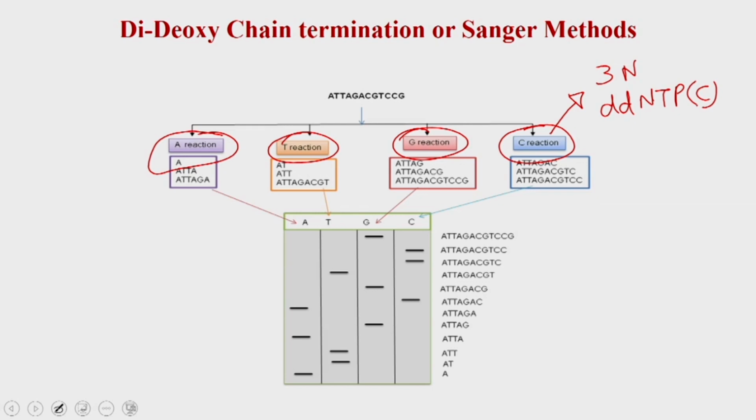So, once you have performed the separations, you are going to get the autoradiogram like this. This is the lane for A, this is for T, this is for G, this is for C. Now, what you are supposed to do is read in a reverse order, which means you will first go to the lowermost band.